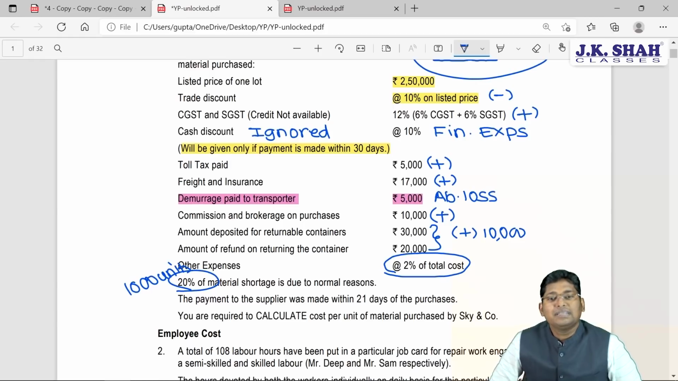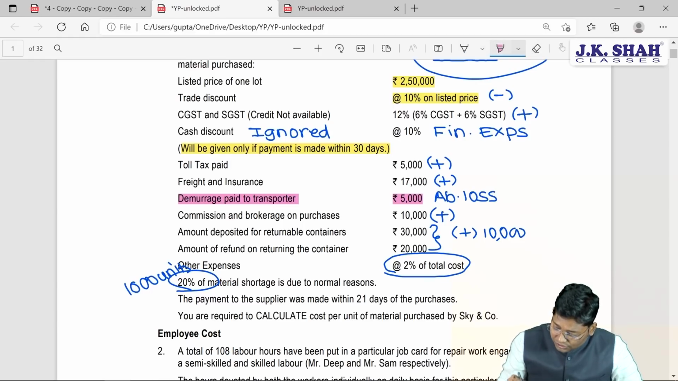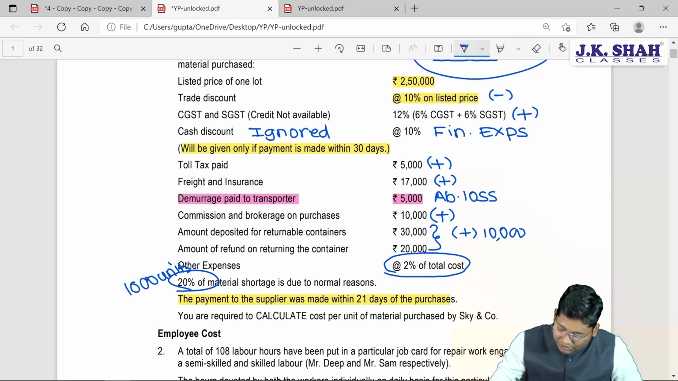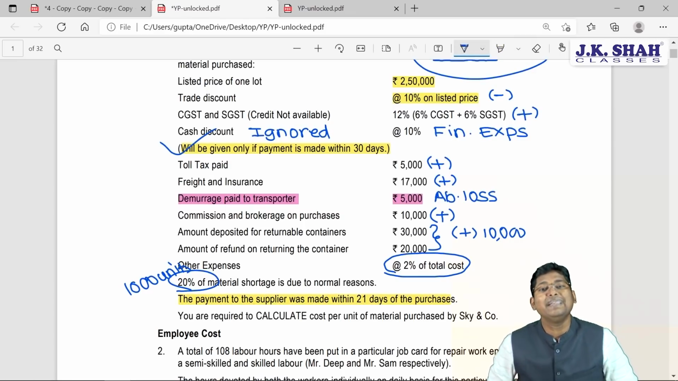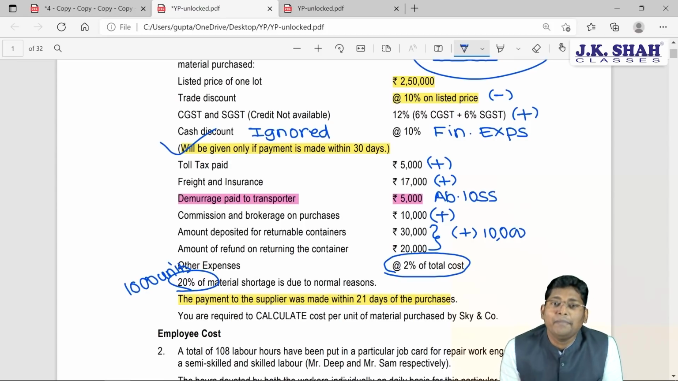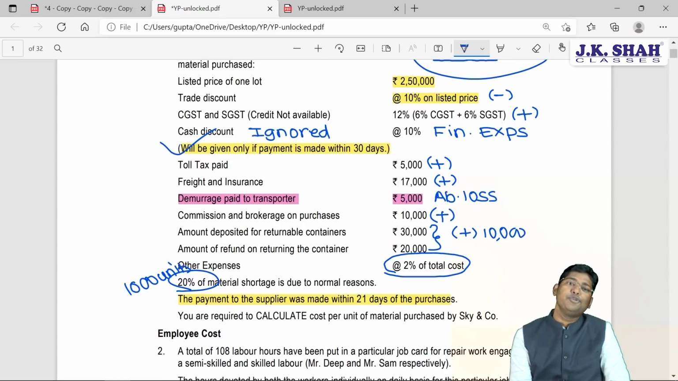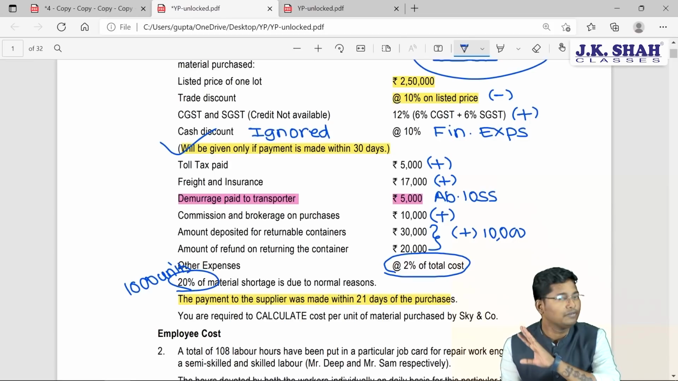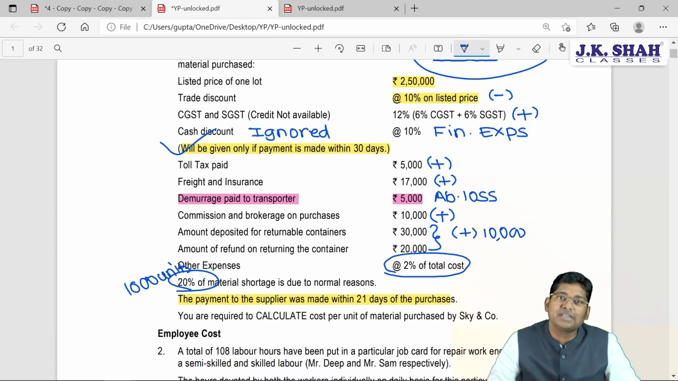The payment to the supplier was made within 21 days of the purchases. You have made your payment within 21 days. That means this condition is getting satisfied. That cash discount is available only when payment is made within 30 days. That means you have availed this cash discount. But as this is a financial expense, we are not going to record this cash discount while calculating cost of material.